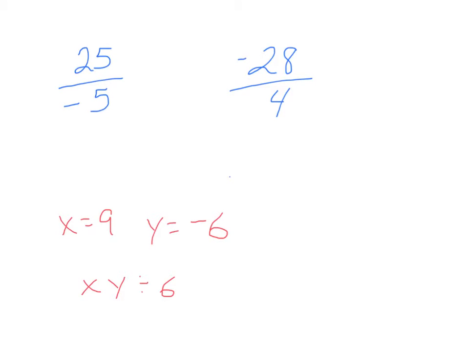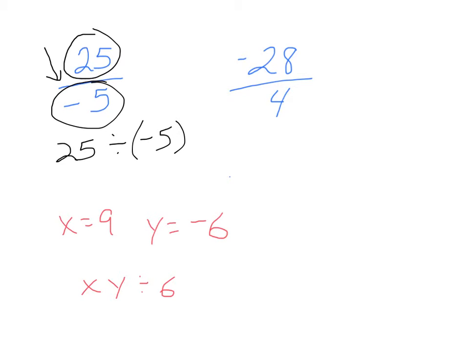Here are a couple of problems that I'm going to do to show how this might look. So just a reminder, when you see a problem like this, it looks like a fraction, it is a fraction, but this also means divided by. So this is the same as 25 divided by negative 5. So it's exactly the same. I know that 25 divided by 5 is 5, and I see one negative, so it's going to be negative.